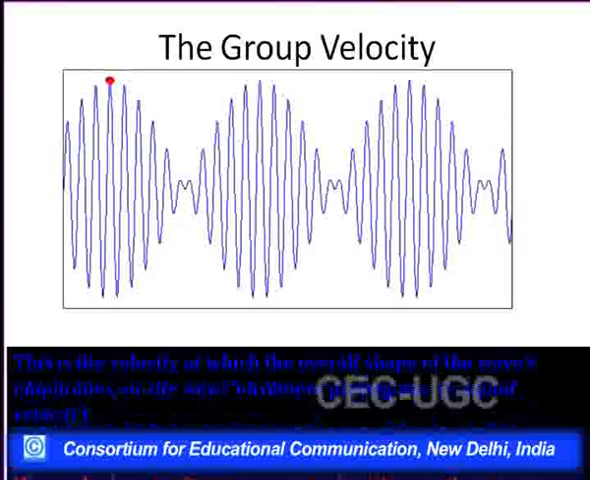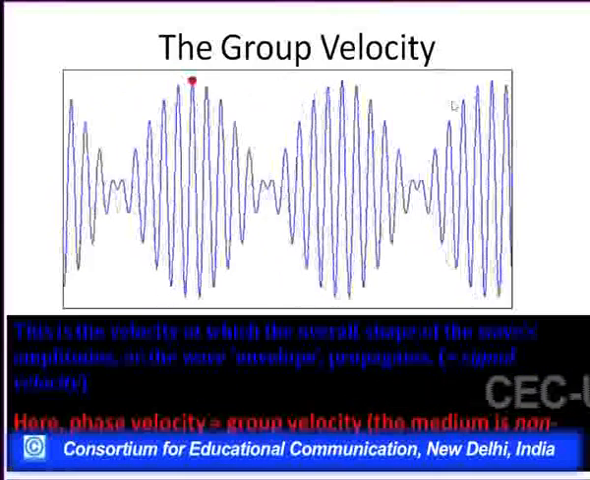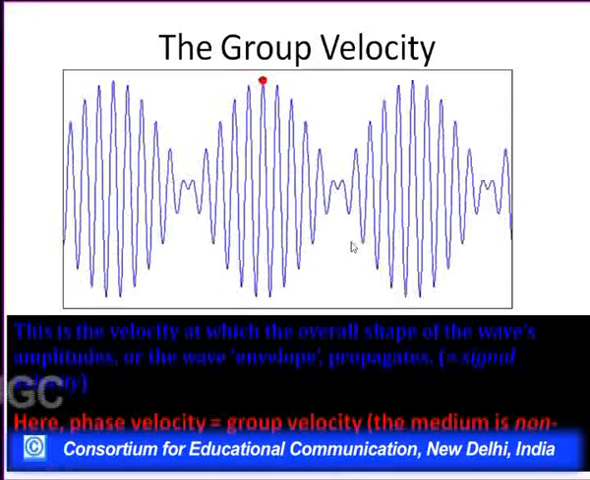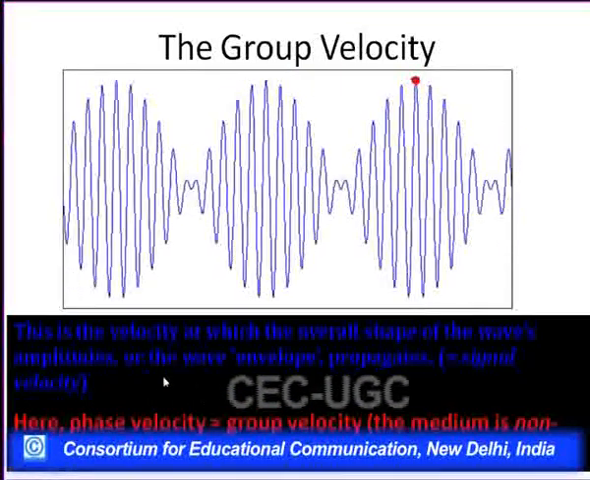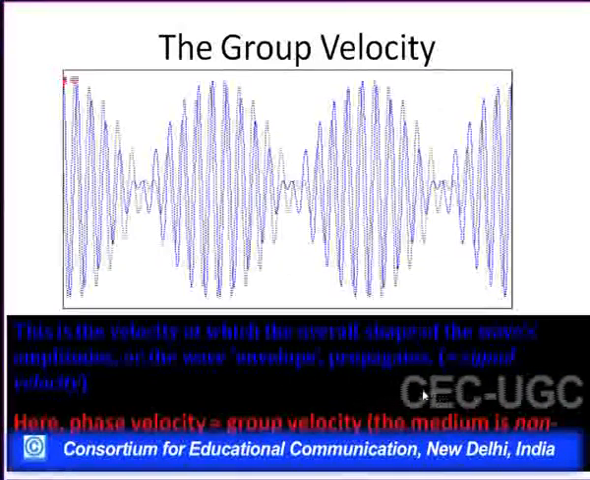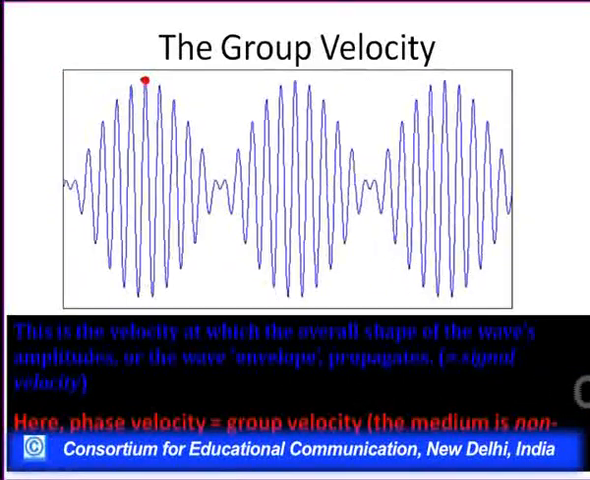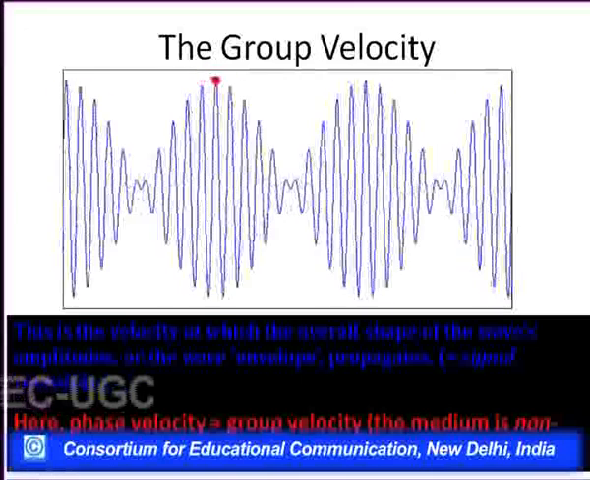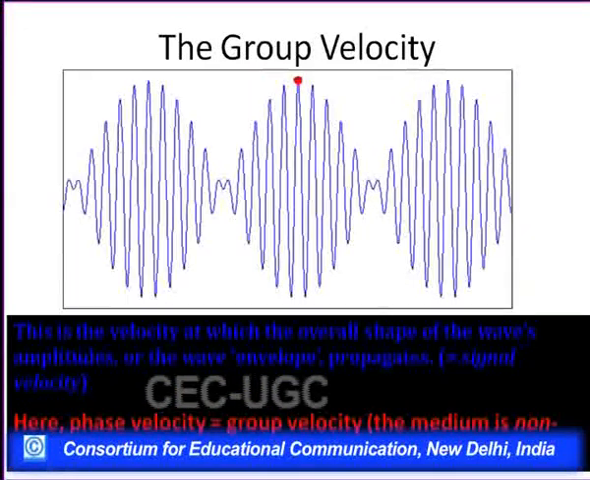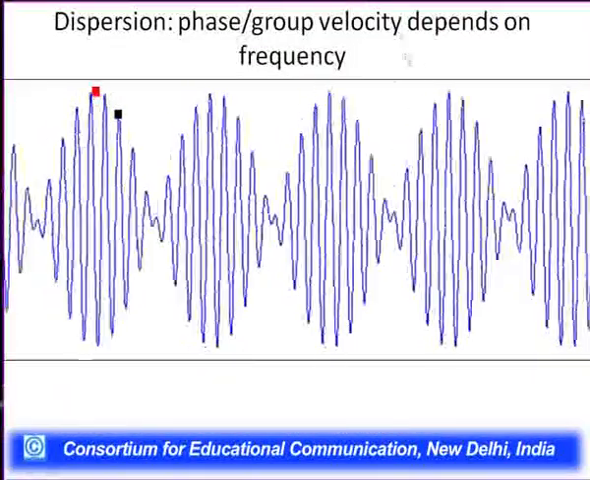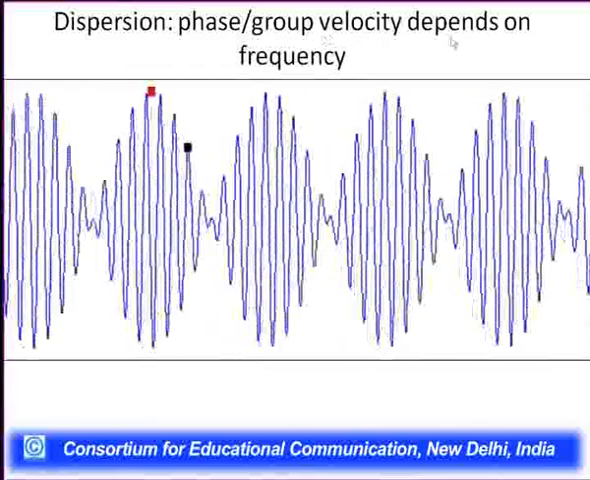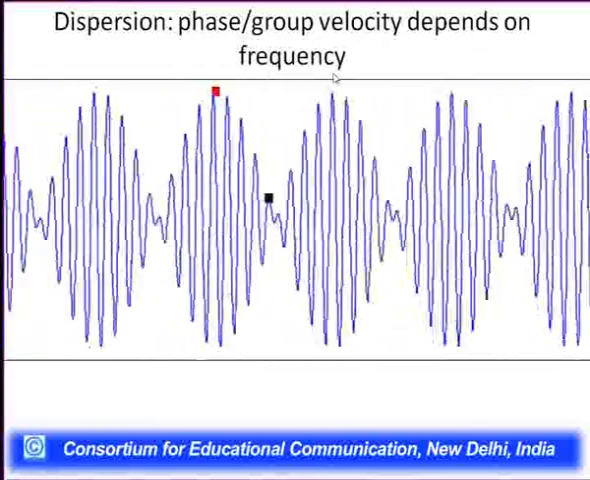In a similar manner, we define the group velocity. For the single wave we have constructed, this is the velocity at which the overall shape of the wave's amplitude, or the wave envelope, propagates. This is the signal velocity. Here the phase velocity is equal to the group velocity for a non-dispersive medium. In dispersion, the phase velocity and group velocity depend on the frequency.